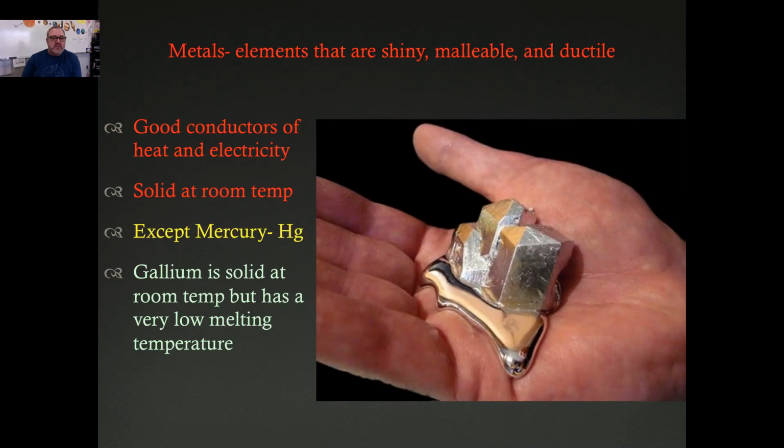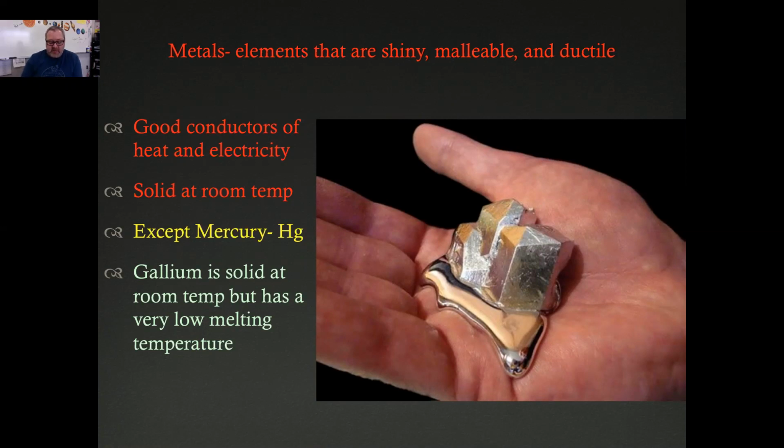The only exception to this is mercury. Mercury is the only metal that's a liquid at room temperature. Gallium is a solid at room temperature, but it has a really low melting temperature.